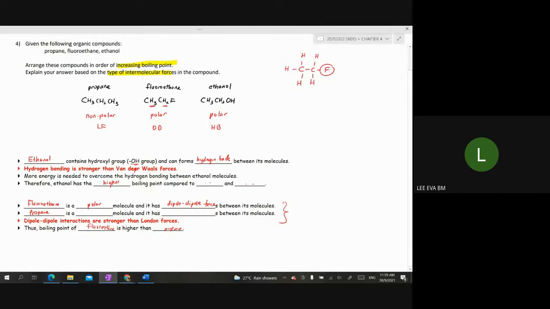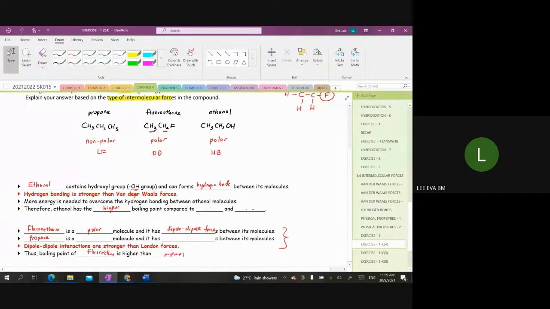You can access this page again in OneNote, through the link that Madam sent.